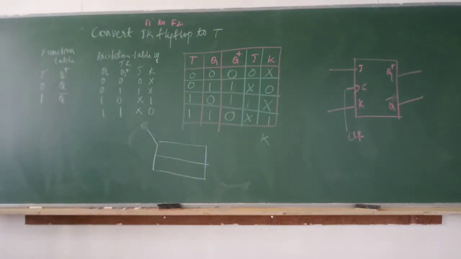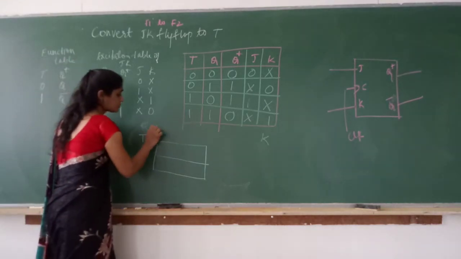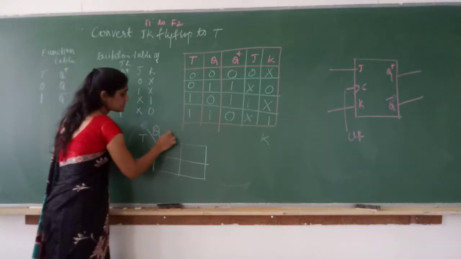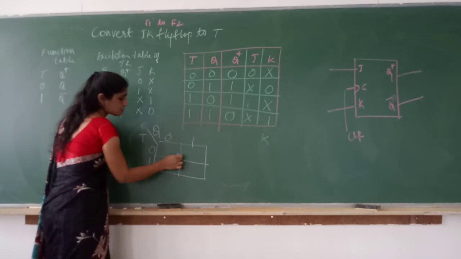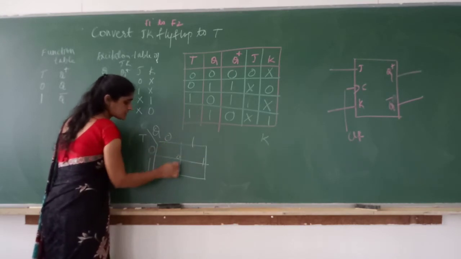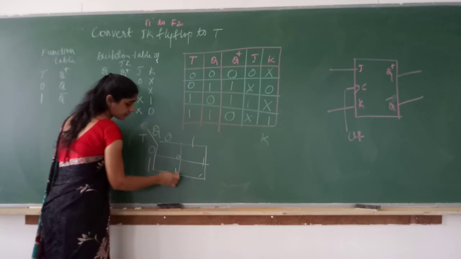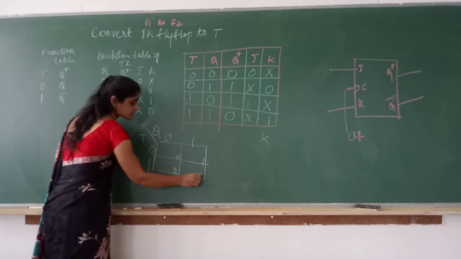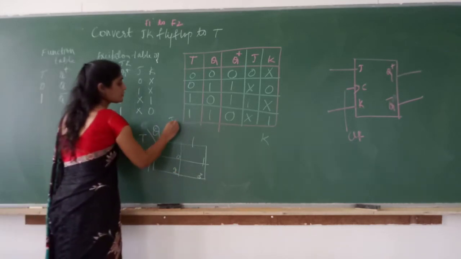Okay. So TQ. Two variable K-map now. So TQ 0 1 0 1. So 0 0 0 0 1 1 1 0 1 1 1, sorry, 1 0 it is 2, 1 1 it is 3. So we are deriving an equation for what? JA.